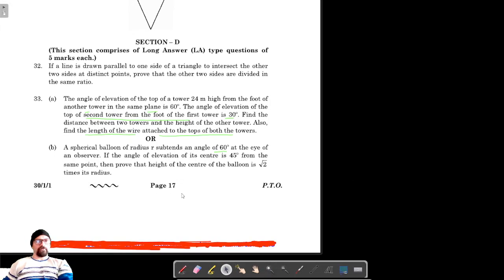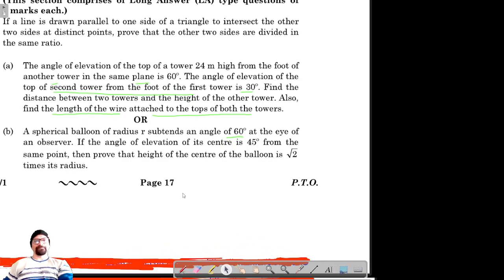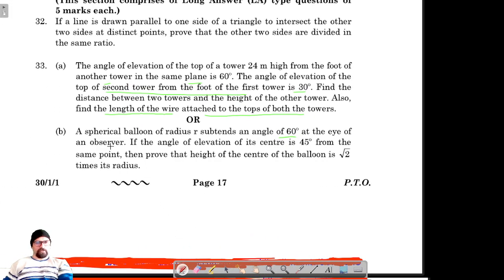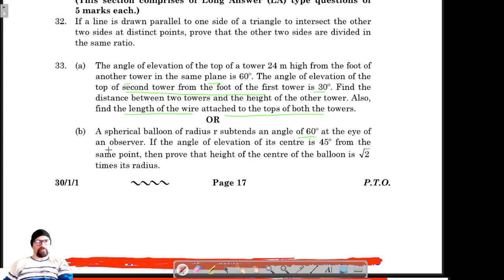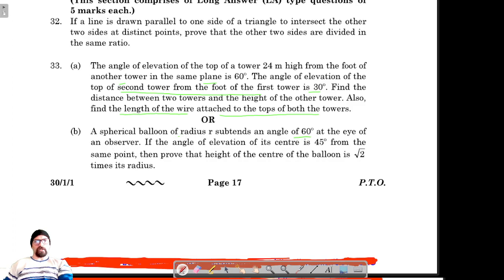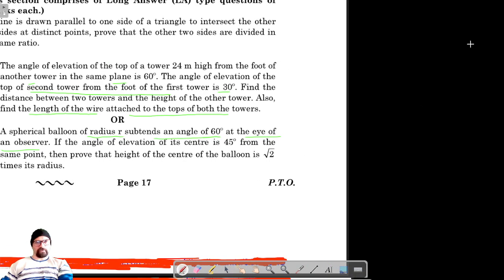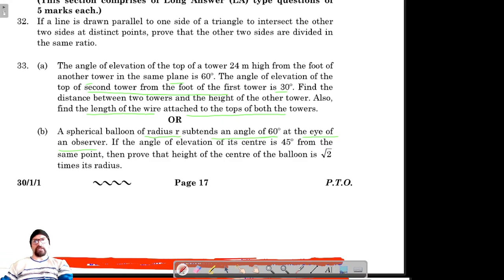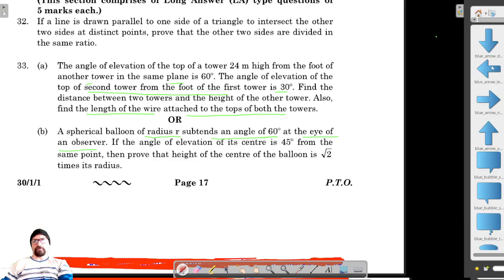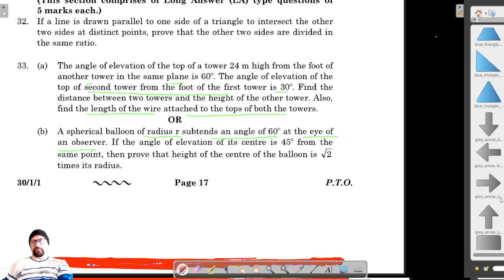For part B of question number 33, it's given that a spherical balloon of radius r subtends an angle of 60 degrees at the eye of an observer. So let's see how this spherical balloon is going to subtend an angle of 60 degrees at the eye of the observer. And let's get our spherical balloon first.